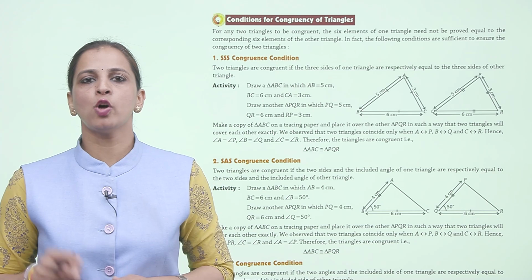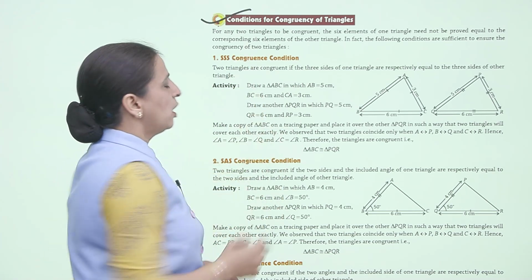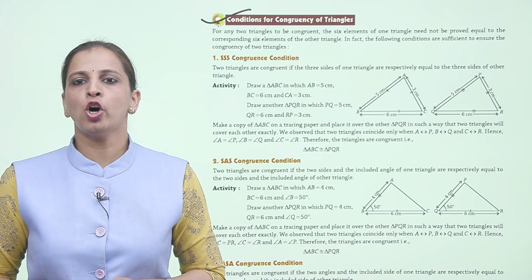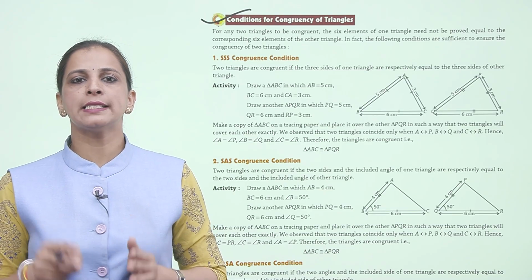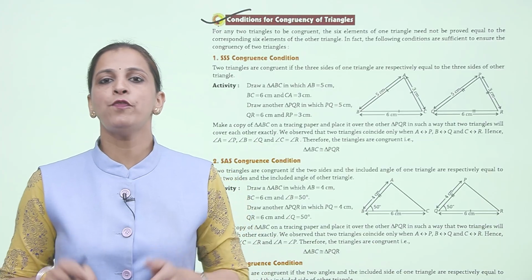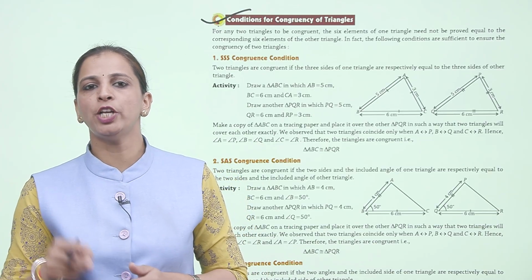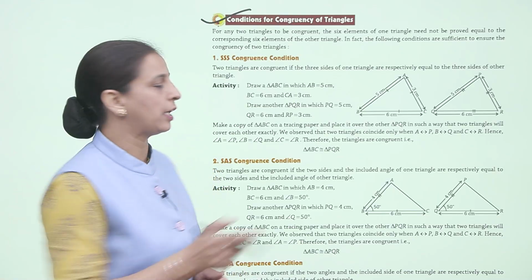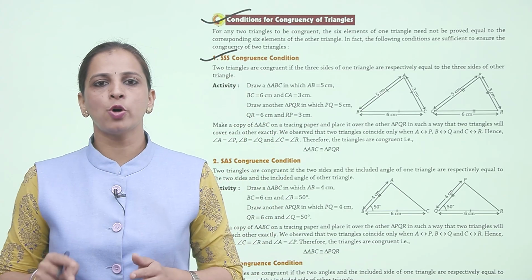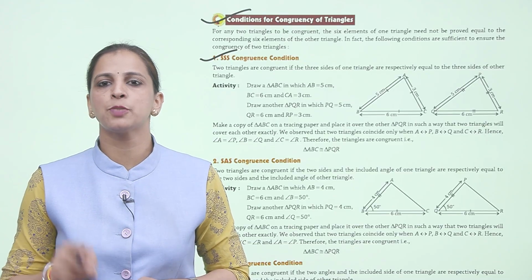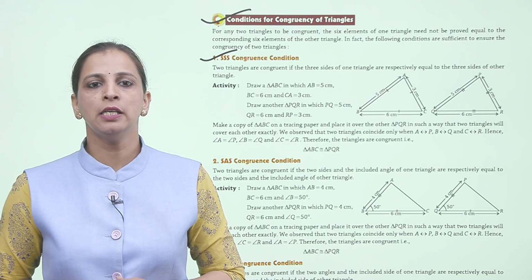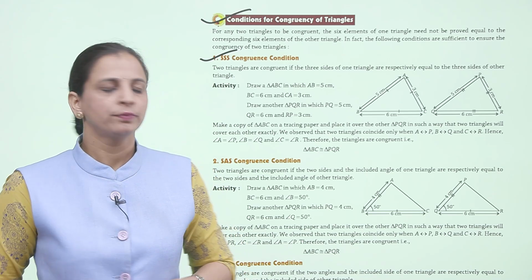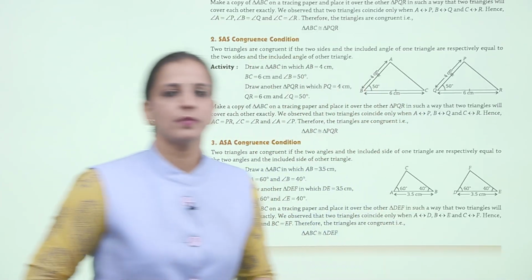Now, conditions for congruency of triangles. For any two triangles to be congruent, the 6 elements of one triangle need not be proved equal to the corresponding 6 elements of the other triangle. In fact, the following conditions are sufficient to ensure the congruency of two triangles. First is side congruence condition. Two triangles are congruent if the 3 sides of one triangle are respectively equal to the 3 sides of the other triangle. So, बच्चों, एक्टिविटी आप खुद ट्राई करेंगे.